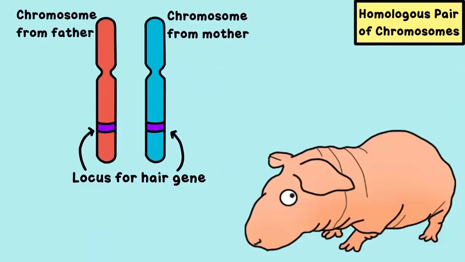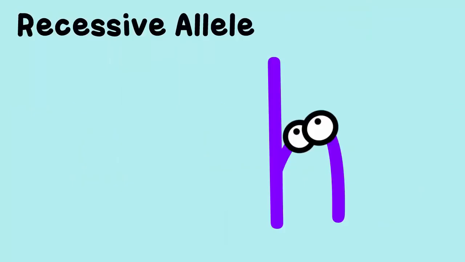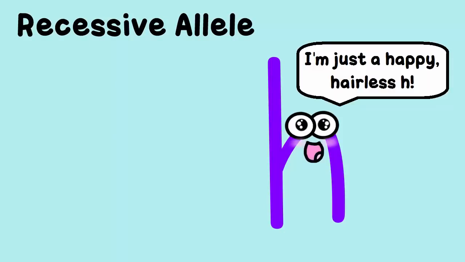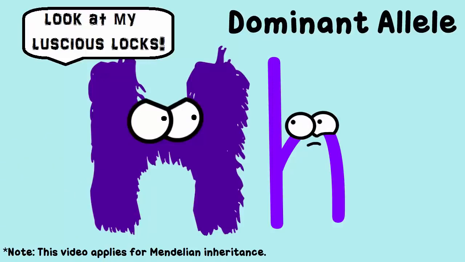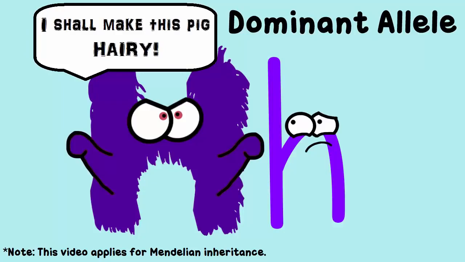A hairless guinea pig has two recessive alleles for the trait of having or not having hair. A recessive allele is usually represented by a lowercase letter. By recessive, it means that the allele will not usually show up. The only way it will show up is if there is no dominant allele present. A dominant allele is represented by a capital letter, and it's an allele that will show up. Think of it as dominating.